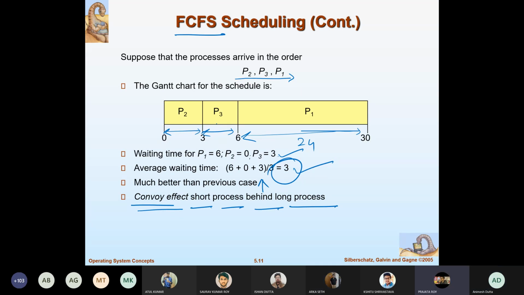Sir, short process behind long process, as in the short process has to be earlier than the long process? If your algorithm puts the short process behind the long process, then the short process has to wait for a long time, and that's why the total waiting time will be much higher. As a result, the average waiting time will also be higher. That is called the convoy effect.